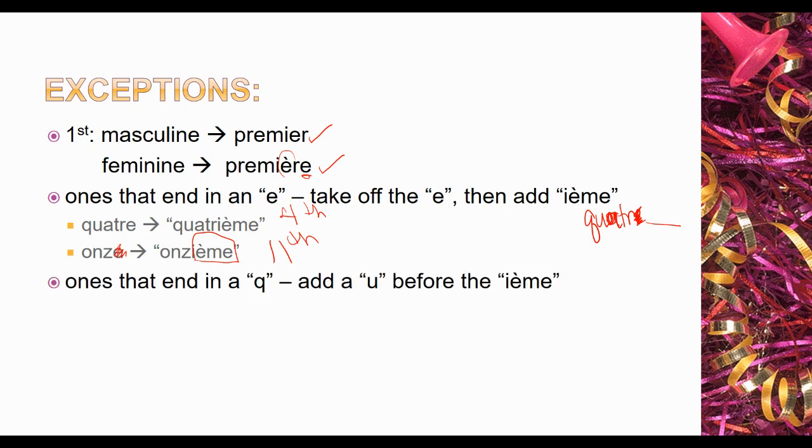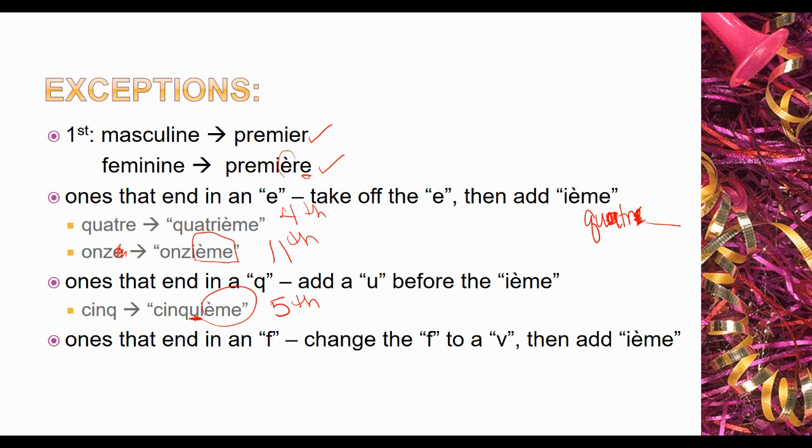Now, we also have ones that end in a Q, which really we only have one number that ends in a Q, but we will see it again in, well, it's 5, remember? So then we'll see it in 25th, 35th, 45th, 55th, whatever. Okay, so once again, if it ends in a Q, you're going to add that U before you add on that EM. So then that is going to be cinquième. Cinquième is, like I said, fifth.